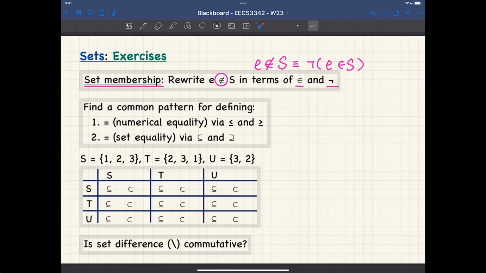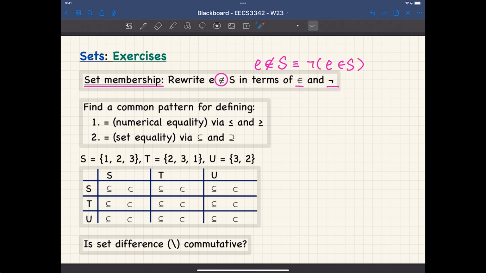And the second one here will take a little bit of thinking, but it's not too bad. We want to somehow find a common pattern of logic for us to define. Number one, how do we define numerical equality in terms of less than or equal to and larger than or equal to? The pattern should work for number one. The pattern should also work for number two, in which case we are trying to define the equality between two sets as opposed to equality between two numbers, using subset equal over here, both ways. All right?